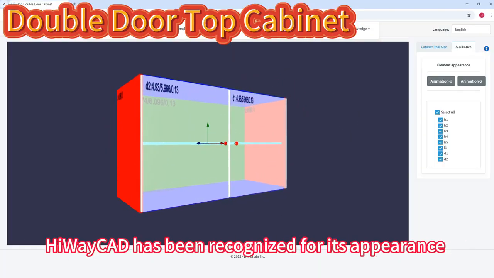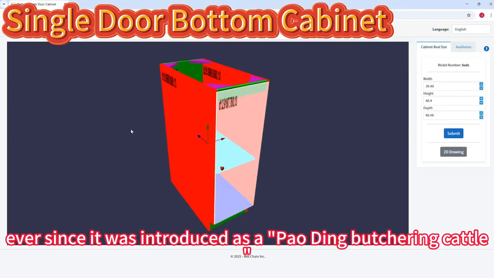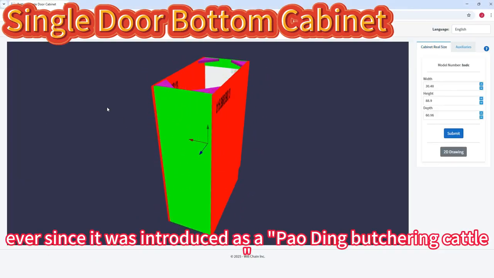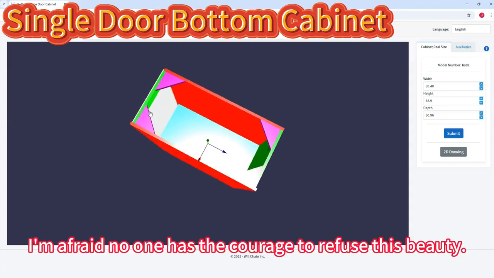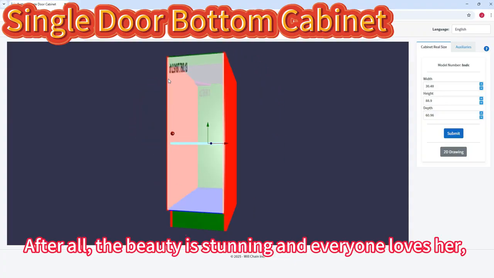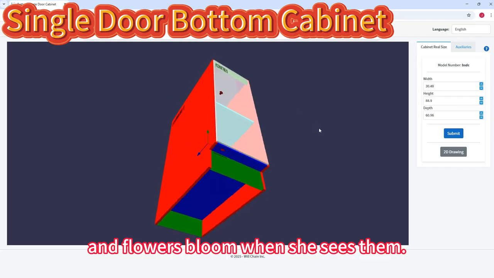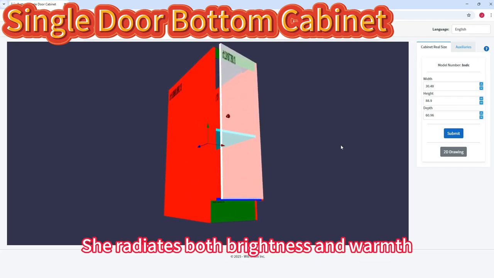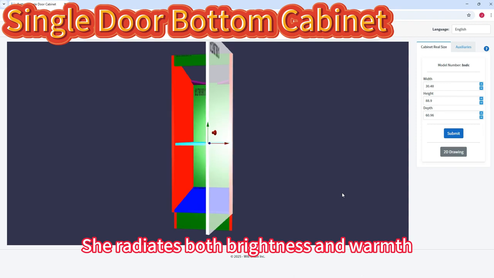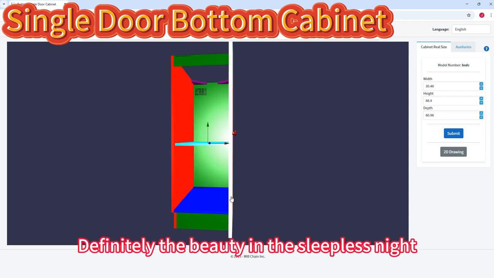HiWayCAD has been recognized for its appearance ever since it was introduced as a Pao Ding butchering cattle. I'm afraid no one has the courage to refuse this beauty. After all, the beauty is stunning and everyone loves her, and flowers bloom when she sees them. She radiates both brightness and warmth. Definitely the beauty in the sleepless night.